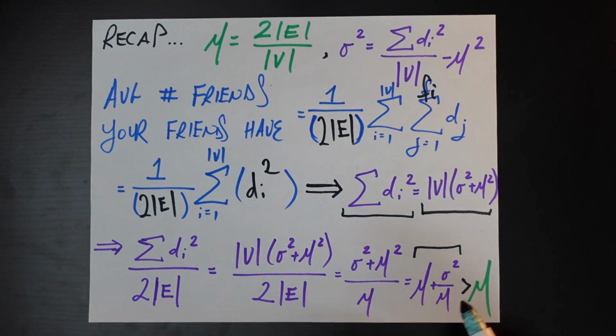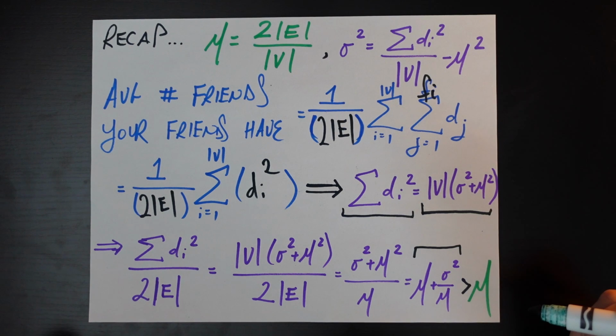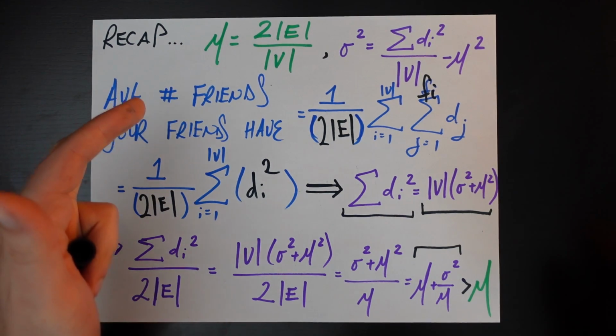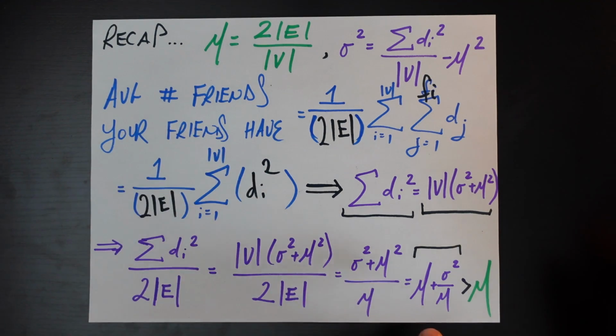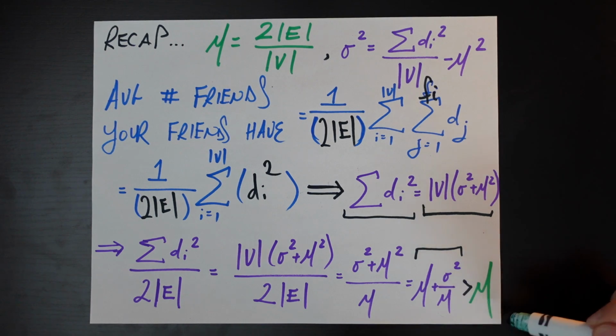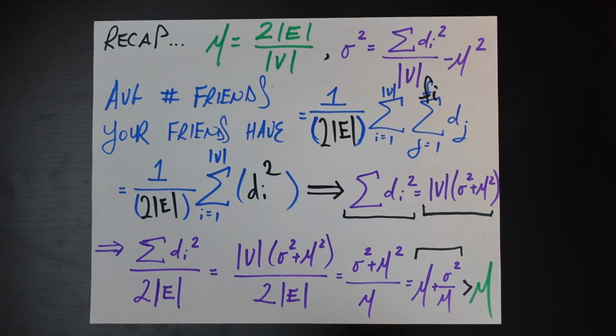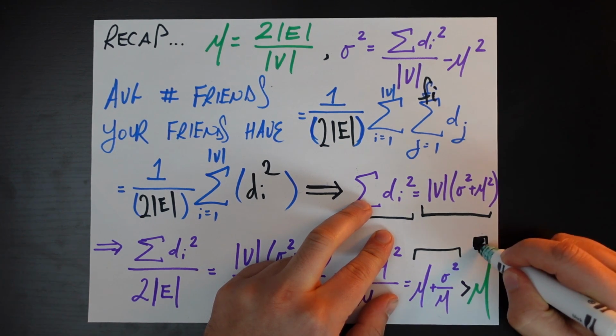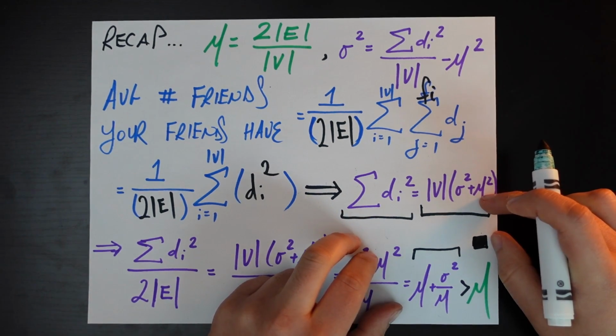Why is this greater than mu? Because it's mu plus, well, something positive. The variance has to be a positive number, and mu has to be a positive number because it represents the average number of friends in this case, which can't be negative. Therefore, we have shown here that the average number of friends that your friends have, this quantity here, is bigger than the average number of friends that you have. And that is the end of the proof. We can draw our little QED box to make ourselves feel happy, and we have shown this result.